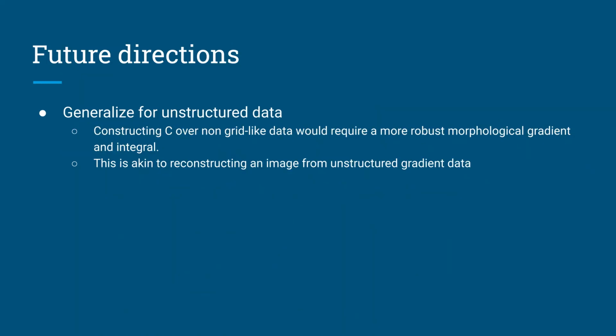My future research goal is to generalize this for non-grid-like data. Constructing the C parameterization with unstructured data is a very similar problem to reconstructing a 3D image given sparse gradient samples. I hope to be able to further flesh out this technology and hopefully bring it to the world to greatly speed up kernel learning.